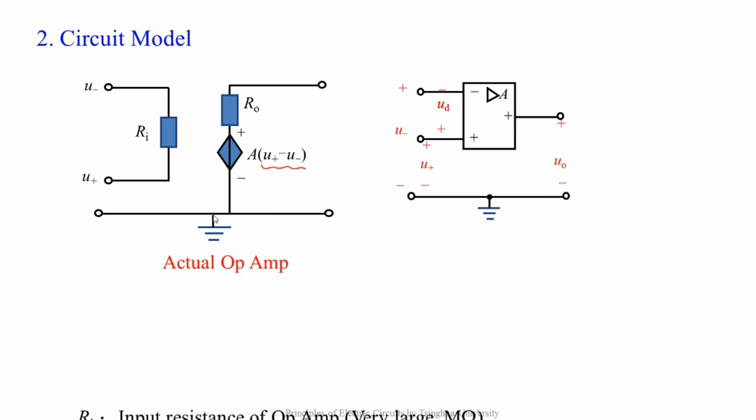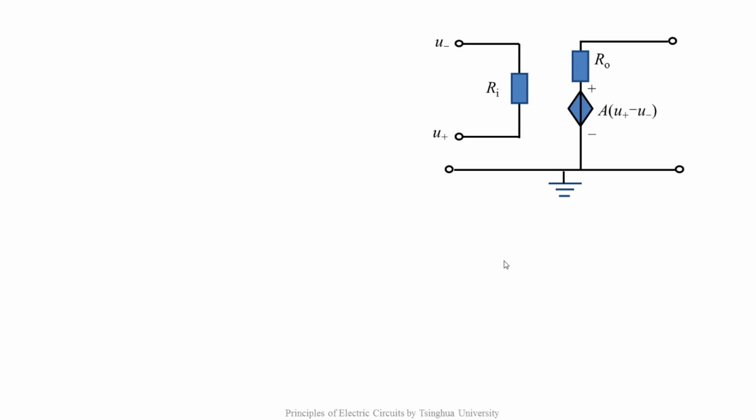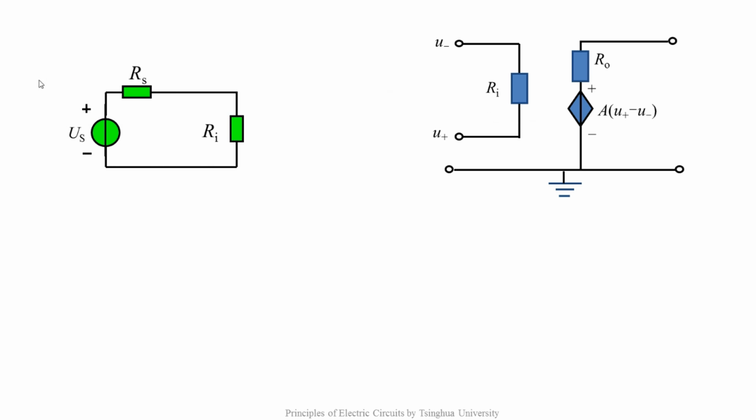Next, we discuss why the input resistance of the op-amp is very large, usually with the order of magnitude of megaohm, while the output resistance is very small, usually with the order of magnitude of ohm. This is op-amp's circuit model. When op-amp is connected to the external circuit as a load, or a voltage signal is connected to the input terminals of the op-amp, the op-amp can be simplified as a resistor. We use such a simple circuit to represent it.